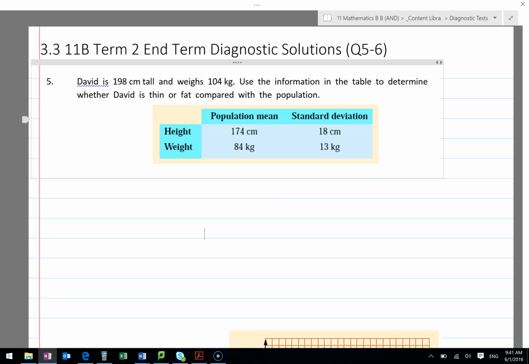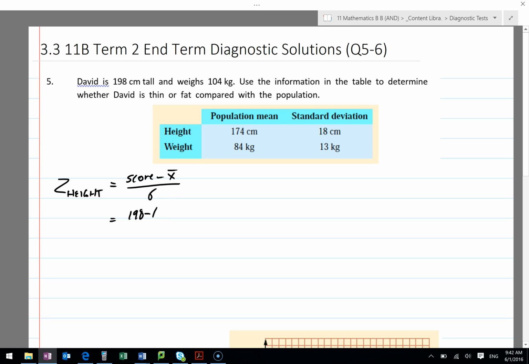All right, so we've got David, 198 centimeters tall and weighs this amount. Easy information to determine whether he's thin or fat compared to the population. So what we'll do is we'll find a Z-score for his height, basically to see how many standard deviations he is above or below the mean. Remember it's score minus the mean divided by the standard deviation. So he's 198, the mean height is 174, standard deviation is 18. Put that in my calculator. I'll get about 1.33 standard deviations above mean.